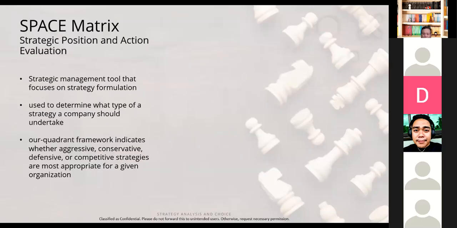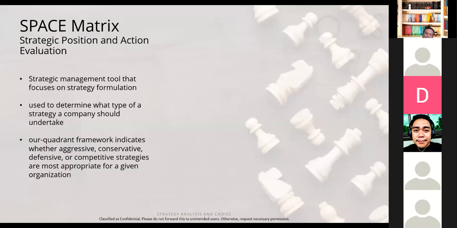Next tool is the SPACE Matrix, which stands for Strategic Position and Action Evaluation. It is a strategic management tool that focuses on strategy formulation, especially as related to the competitive position of an organization. It is used to determine what type of strategy a company should undertake. It has a four-quadrant framework indicating whether aggressive, conservative, defensive, or competitive strategies are most appropriate for a given organization.